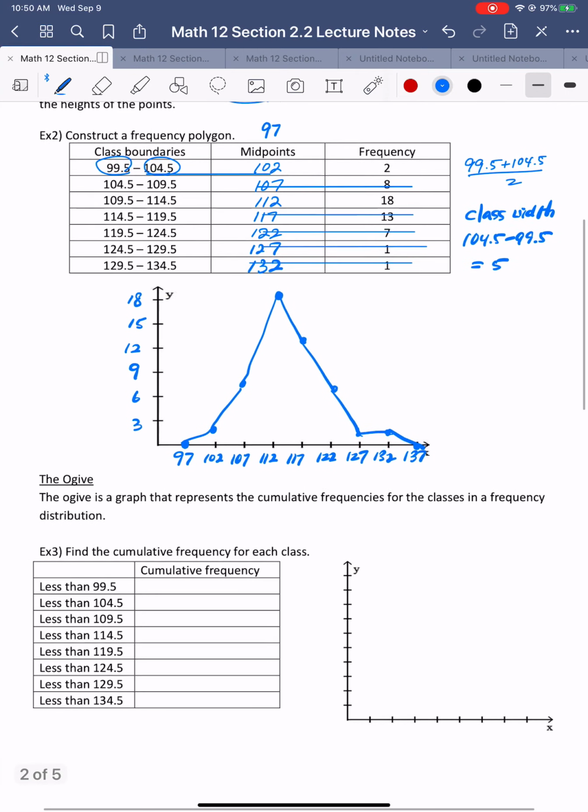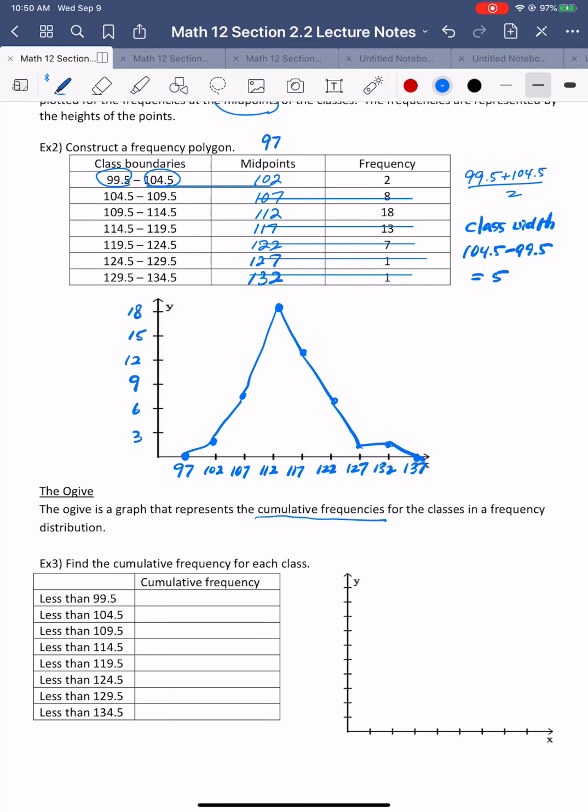And then ogive we are using for the cumulative frequencies. Alright, so what we're going to do is find the cumulative frequency, which means whatever you had earlier, and then we're going to keep that in. Okay, so at 99.5, you have to look at the up to 99.5, which is nothing, right? So this is going to be the 0, and then up to the 104.5, which is a 2, and then up to 109.5, which is 10, isn't it?